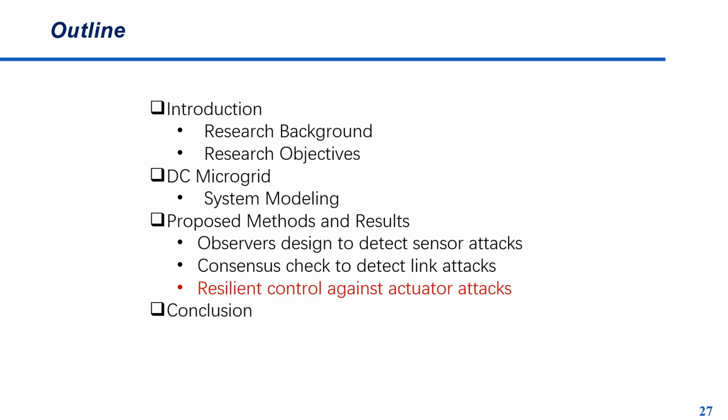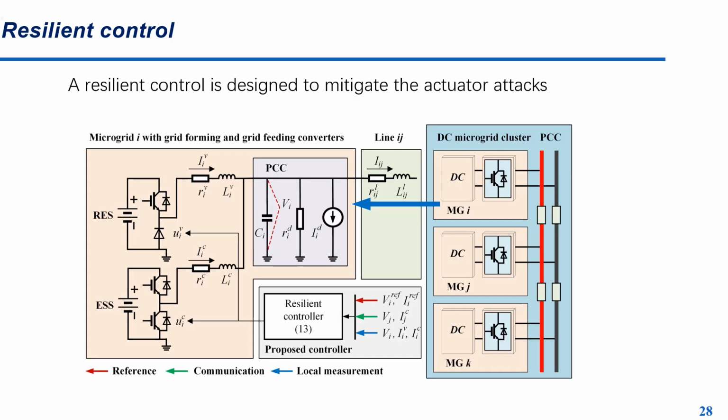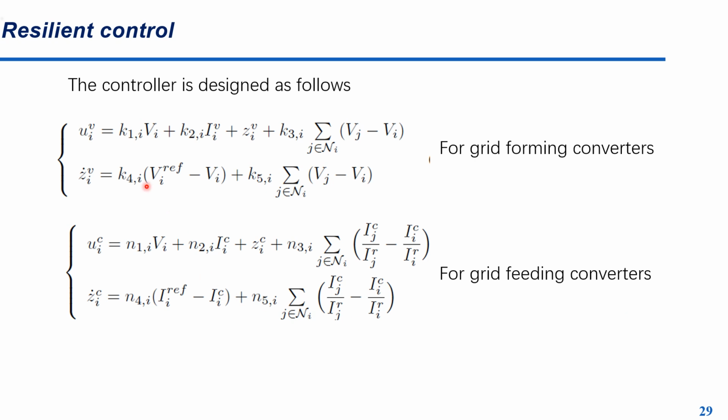Next, I will introduce the resilient controller to mitigate actuator attacks. The objective of this resilient controller is to guarantee the stability of the system under cyber attacks. Those are the structures of the proposed resilient controller for both grid-forming converters and grid-feeding converters. Here, we introduce new state variables for the controller with the capability to compensate for the attack impacts and achieve the system stability.